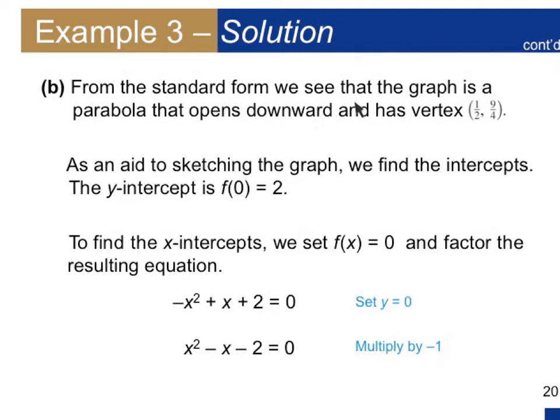Okay, so from the standard form, we see that the graph is a parabola that opens downward, has vertex 1/2, 9/4. Now let's find the intercepts. When x is 0, y is 2. And that's easy to see.